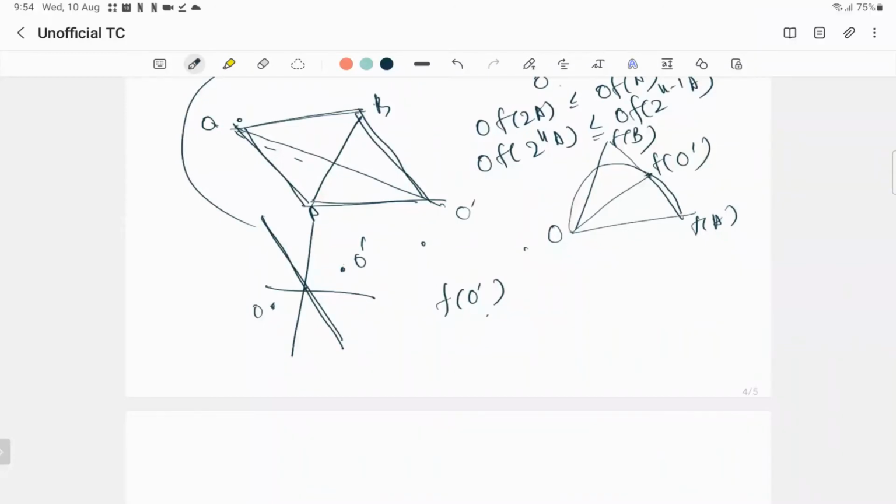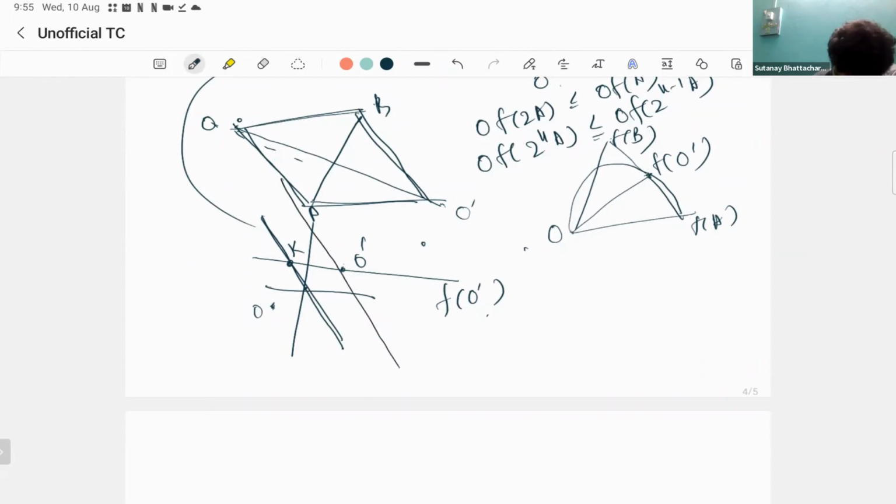If we consider a line through O dash and intersecting this first line at some point K, then the image of this line should pass through f of O dash and f of K, right? Right. So it has to be the same line. Oh, okay. So pretty much all other lines map to the same line, except the parallel line. So basically, the entire plane maps to this line except this parallel line.